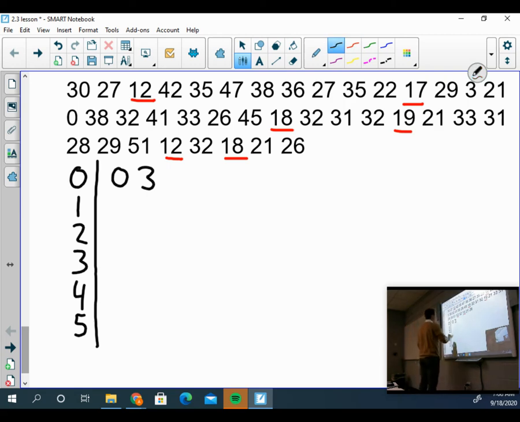Well, I have 2 12s. Do I write them twice? Absolutely. Even though these 12s repeat, those are 2 pieces of data. I want to include both of them. One of the things with a stem and leaf plot is we don't want to lose any data.